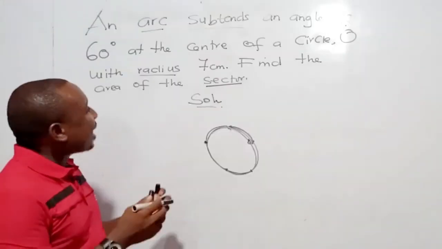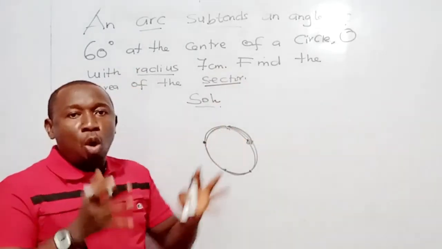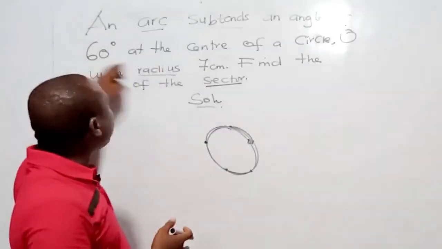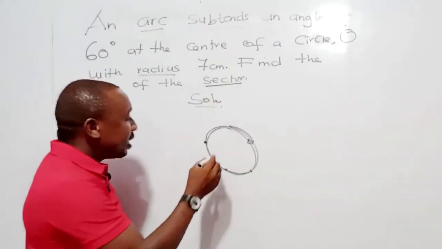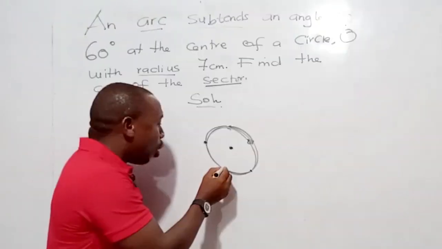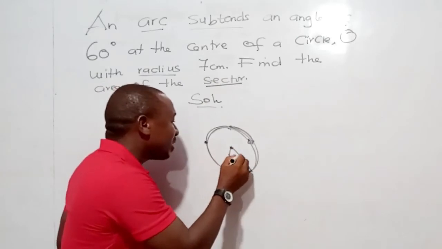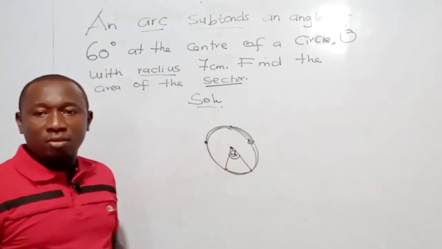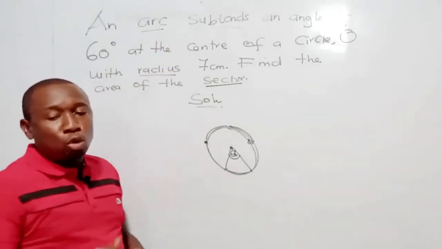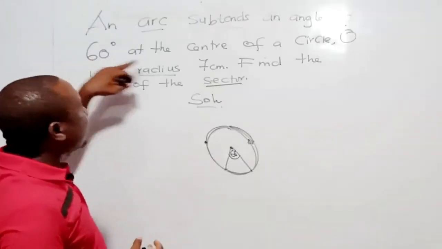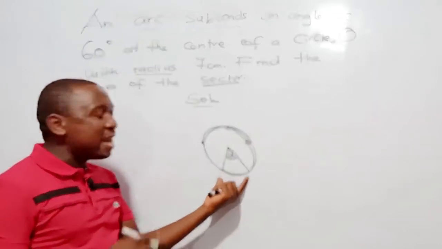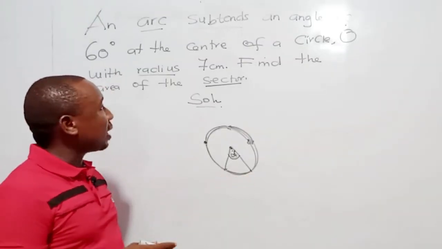So when we say an arc subtends, it means it holds. An arc subtends an angle of 60 degrees at the center of a circle. Given that here is the center of the circle, we are saying this arc holds an angle of 60 degrees here at the center of the circle. That is the meaning. So this is what you know. Any part of the circumference is called an arc.